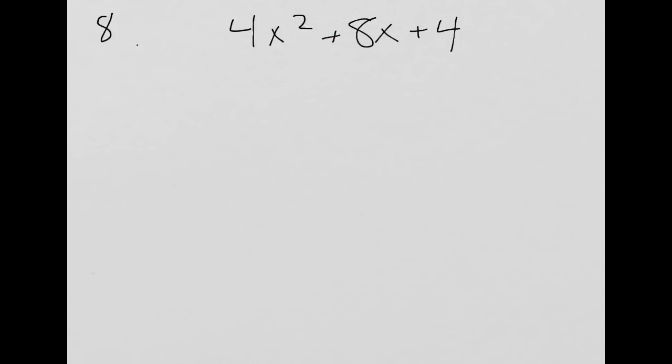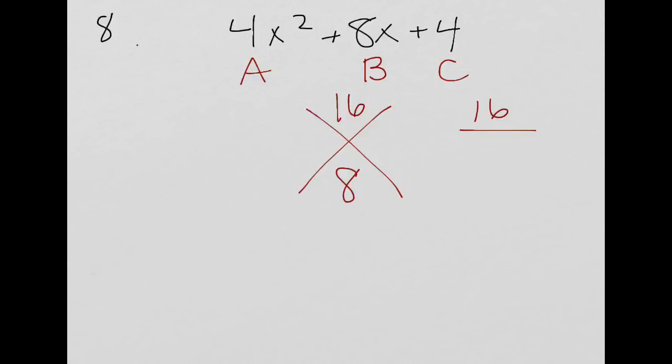So let's look at example 8. On this one, this is my A, this is my B, this is my C. So when I make my x, 4 times 4 is 16, and my b is 8. So I'm looking for numbers that multiply to give me 16 and add to give me 8. My options are 1 and 16, 2 and 8, or 4 and 4. And I'm looking for something that adds up to 8. So 1 and 16 is not going to work. 2 and 8 is not going to work. 4 and 4, and since 16 is positive and 8 is positive, they're both going to be positive 4.